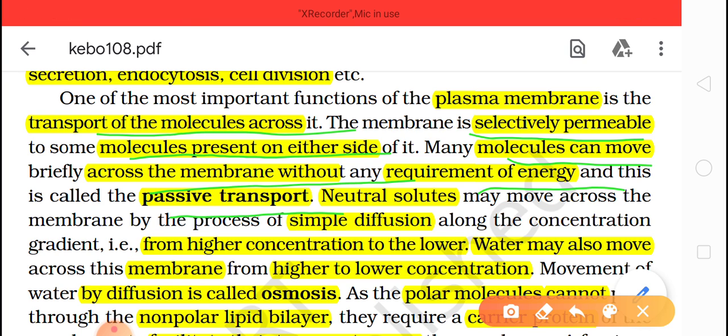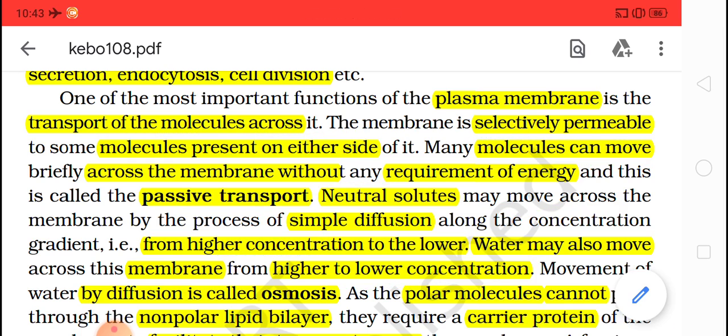Neutral solutes may move across the membrane by simple diffusion from higher concentration to lower, and water may also move across the membrane from higher to lower. So basically diffusion and osmosis take place in the plasma membrane. Both are from higher concentration to lower concentration. Osmosis in the case of water and diffusion in the case of gases. This is passive transport.